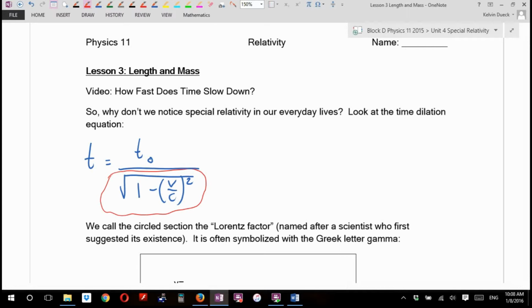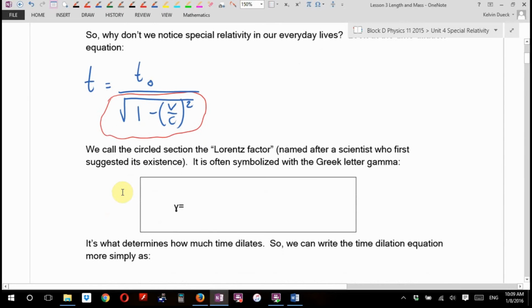We call this circled section, the square root of 1 minus v squared over c squared, the Lorentz factor, named after a scientist whose last name was Lorentz. He was slightly before Einstein, but he also believed that the speed of light was constant, and to explain it, he tried to suggest that somehow atoms were changing size or something weird was going on. He tried to offer an explanation, but he was actually a mathematician, and so he said, look, I can tell you when I crunch the numbers, that factor there seems to be what makes it work. So we call this circled section the Lorentz factor.